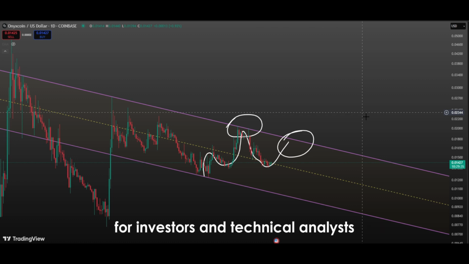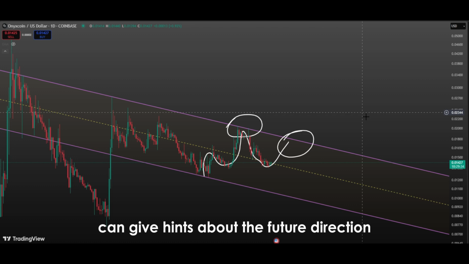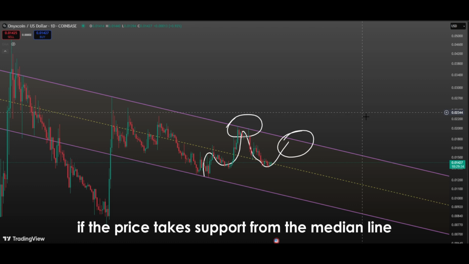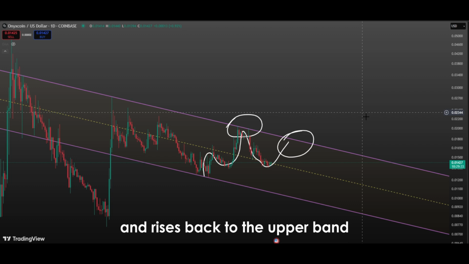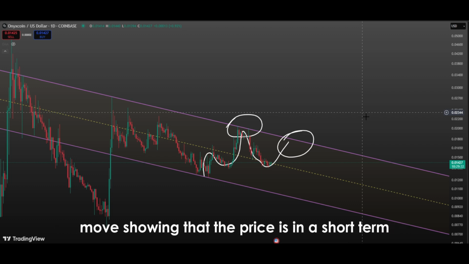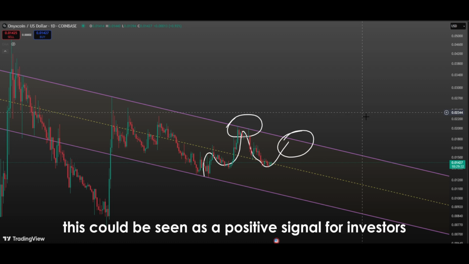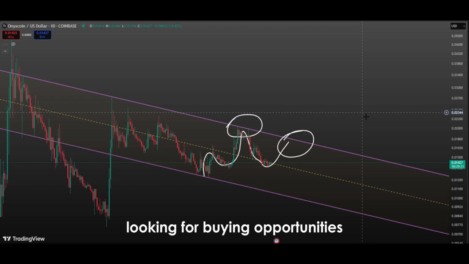For investors and technical analysts, such a pattern is significant because price movements within the channel can give hints about the future direction. If the price takes support from the median line and rises back to the upper band, this can be interpreted as a channel-based reaction move, showing that the price is in a short-term recovery phase. This could be seen as a positive signal for investors looking for buying opportunities.